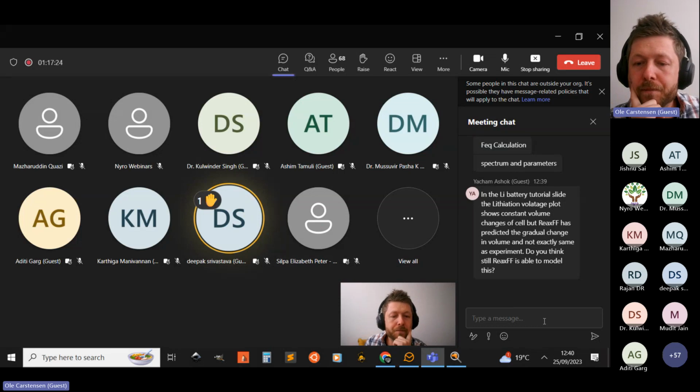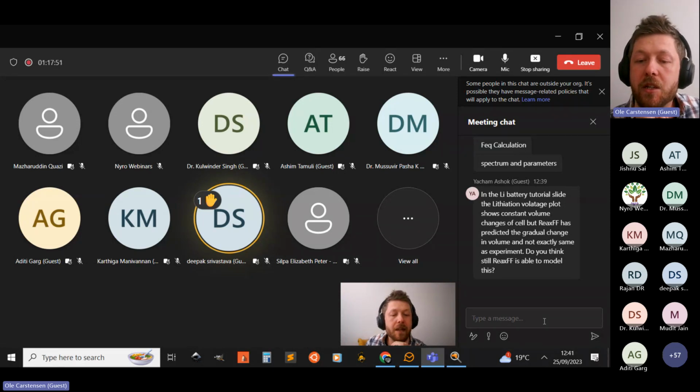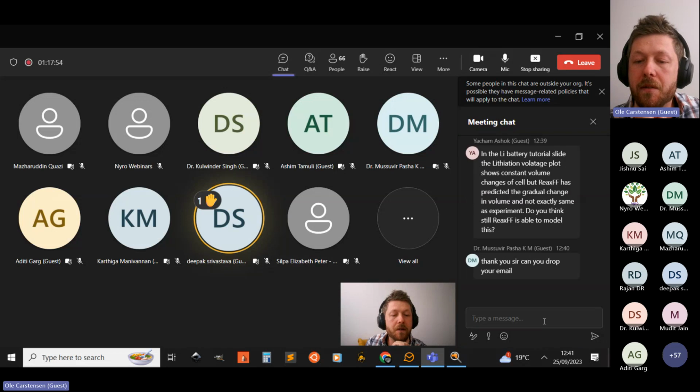Okay, one more. Lithiation voltage, constant volume changes of the cell. Shows constant volume changes of the cell. I'm not sure I understand. So I'll read the full question. In the lithium battery tutorial slide, the lithiation voltage plot shows constant.